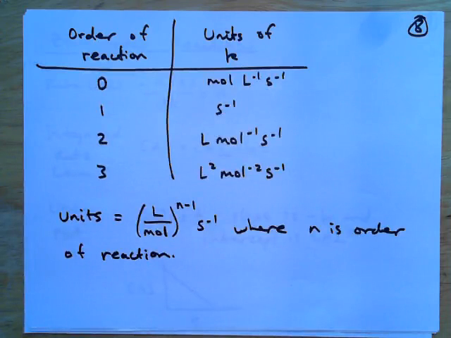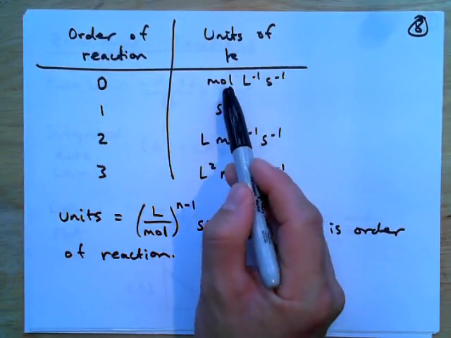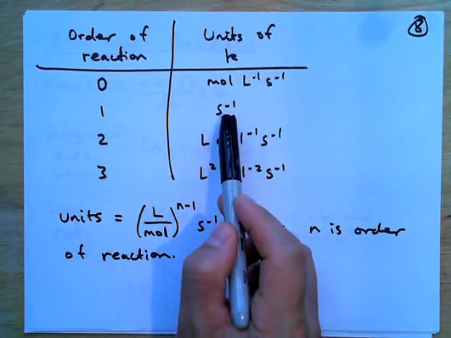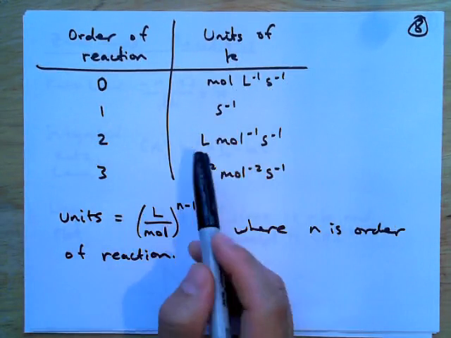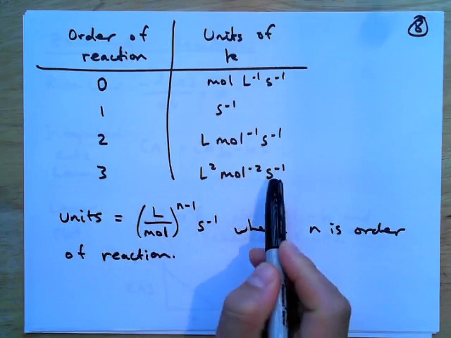So if we have a look at it, I've constructed a table for you. If the order of reaction is 0, then the units of k are just moles per litre per second. If the order of reaction is 1, then the units of k are just per second. 2, litres per mole per second. 3, litres squared per mole squared per second.